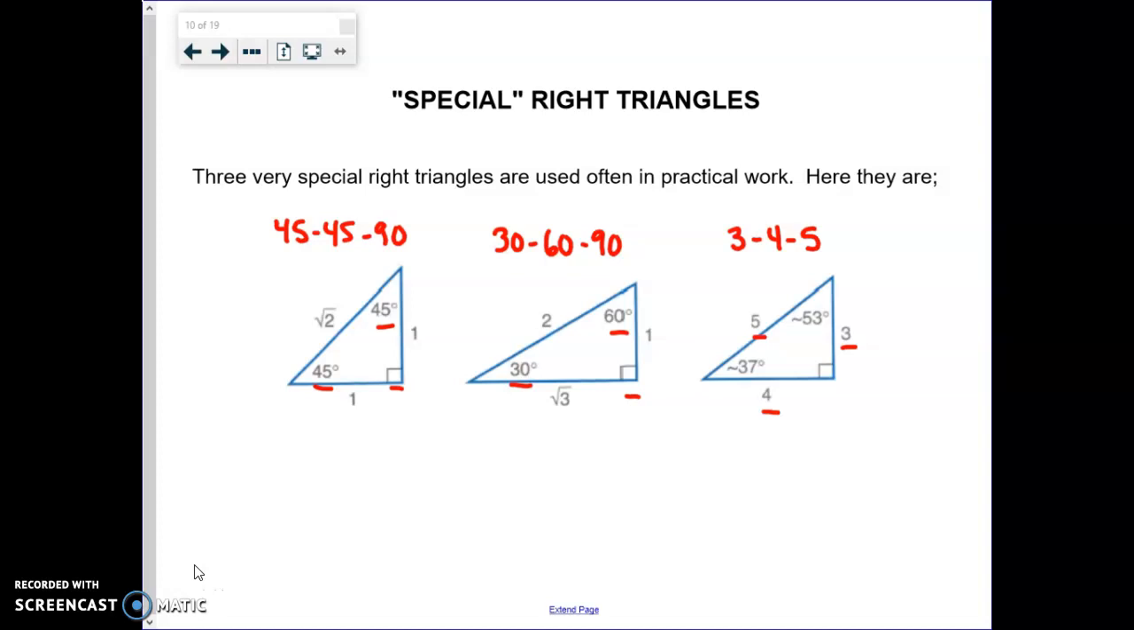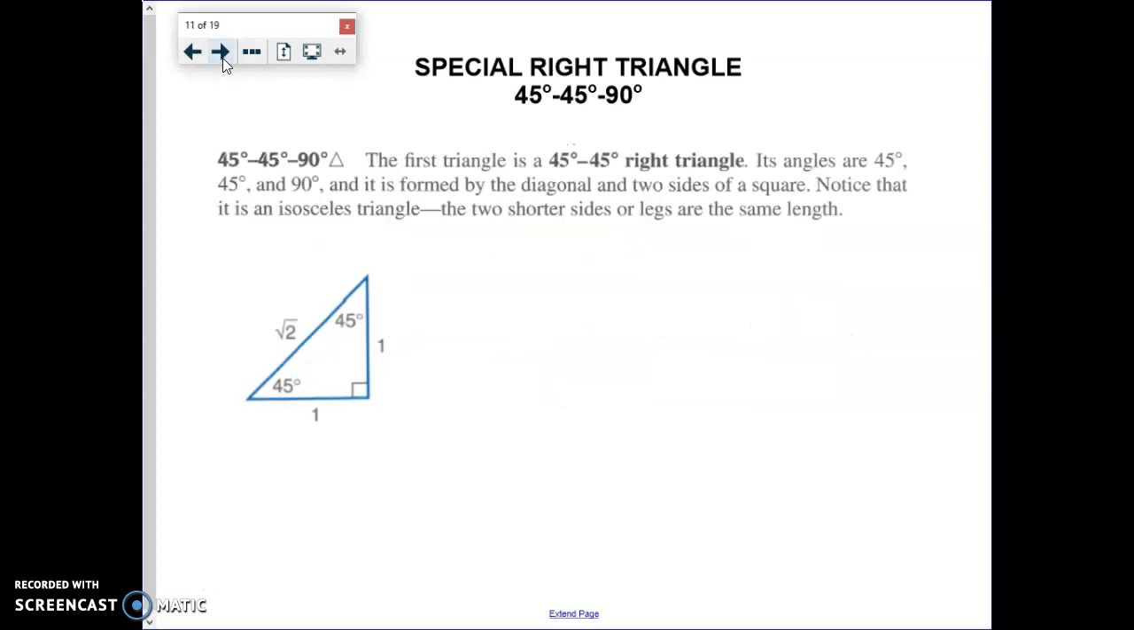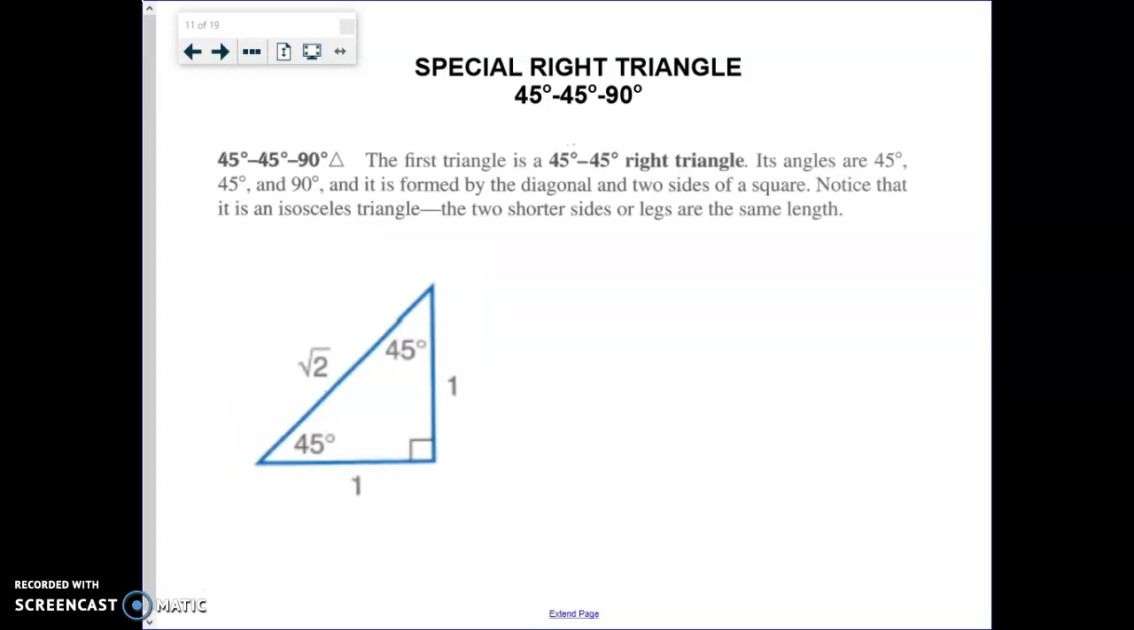All right, so in the last video we introduced you to the three special types of right triangles that we have. So let's take a look at each one of them. First of all, let's start with the 45, 45, 90 triangle. And again, why it's called a 45, 45, 90 triangle is because it has two 45-degree angles and a 90-degree angle, which add up to 180 degrees.